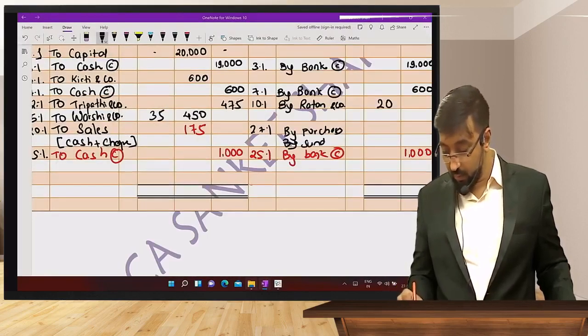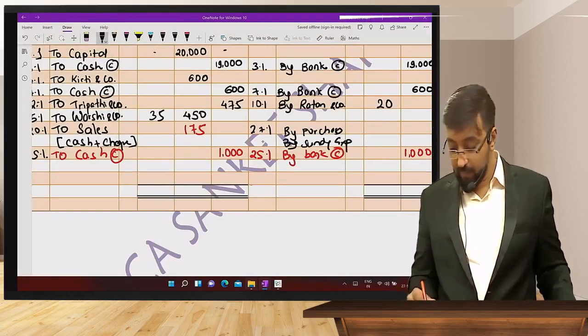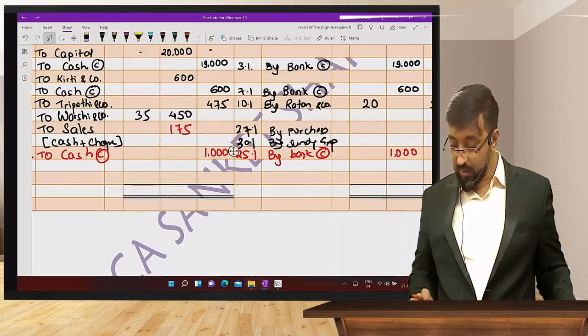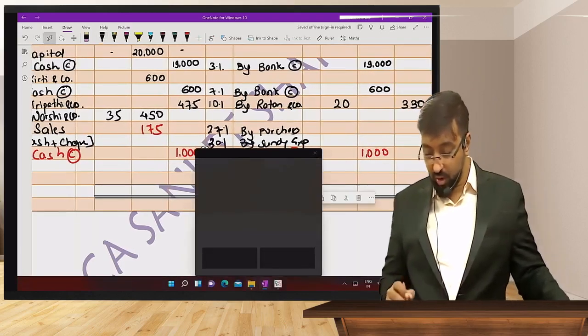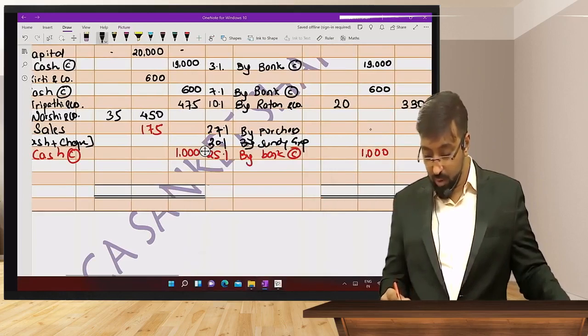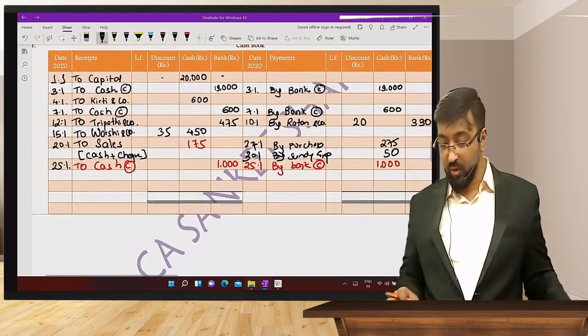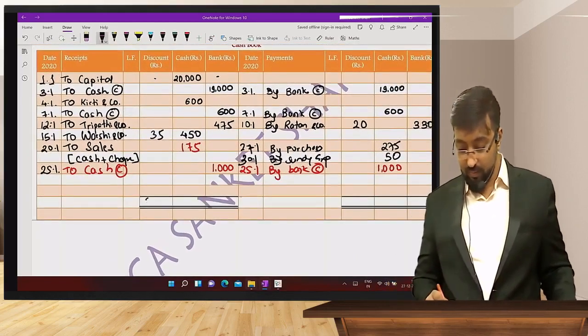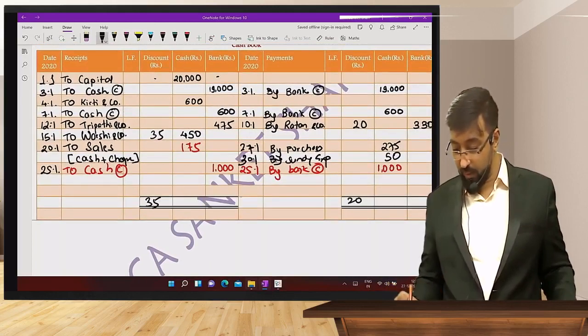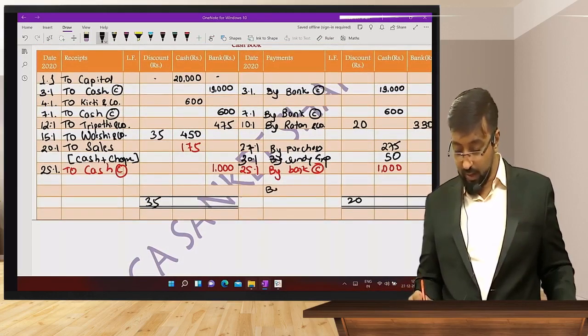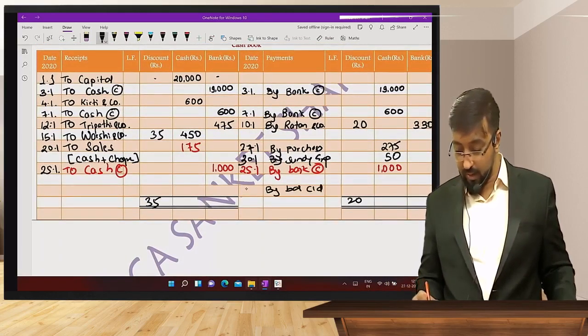What is the date for that? 27th and 30 Jan. Yes, what is the amount, beta, in the cash column? 275 and 50. Which column is not going to balance? Discount. So 35 and 20. And now write by balance carried down.